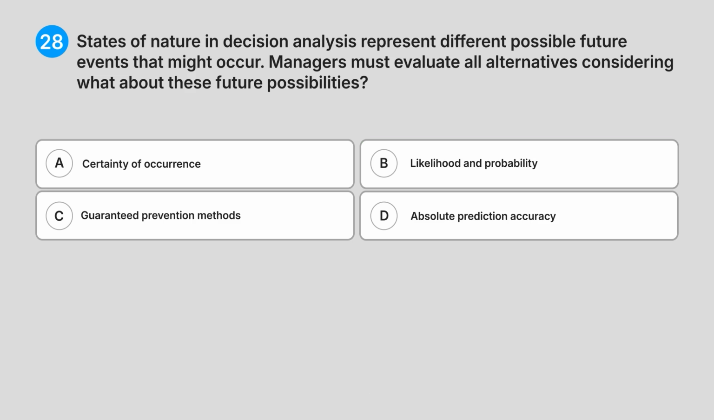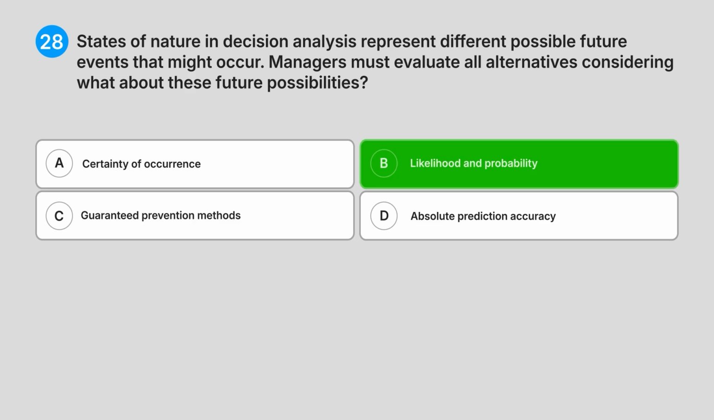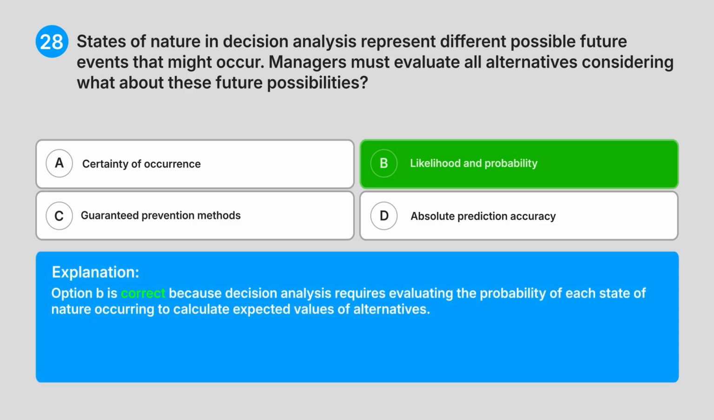Correct answer, B. Likelihood and probability. Explanation. Option B is correct because decision analysis requires evaluating the probability of each state of nature occurring to calculate expected values of alternatives.